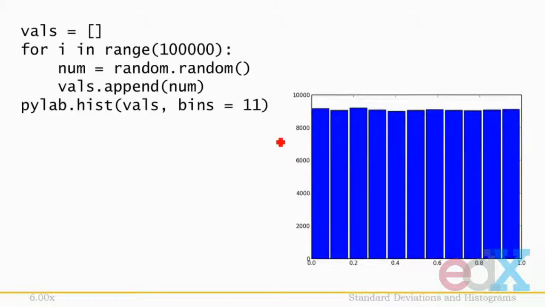Well, you shouldn't be, because random.random should be choosing uniformly from the space 0 to 1, so we should have about an equal number of numbers in each of these bins. Now let's add some code to the end here.